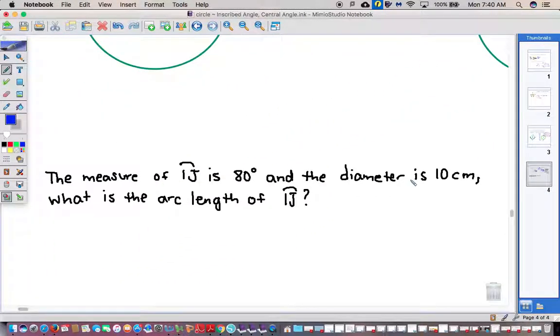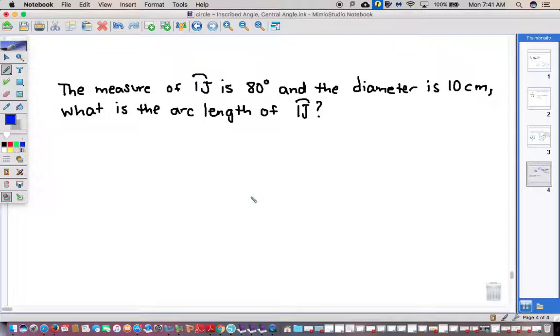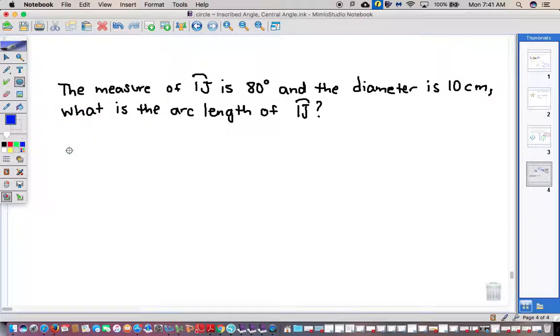Okay, but let's look at one of your problems in your book. Off the top of my head, I don't remember which problem this is, but it's one that you will be assigned to do in class. So if we have a problem like this, the measure of arc IJ is 80 degrees and the diameter is 10 centimeters. What is the arc length of IJ? Now, we don't have a picture given to us, so if you need to see a picture, draw one. It doesn't have to be exact, it just needs to allow you to do this problem.